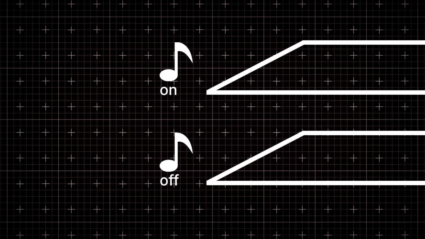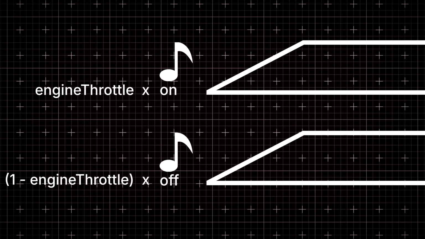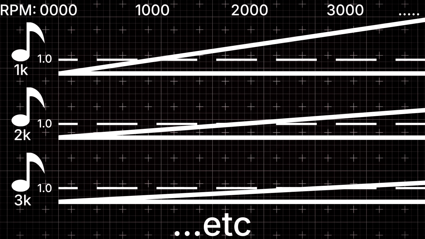We'll also multiply the volume of the on-throttle clips by engine throttle and the off-throttle clips by the throttle complement. We'll then want to pitch each clip based off engine speed by dividing the current RPM by each clip's reference RPM. And with that, we have our playback algorithm. Let's go implement it in Unity.